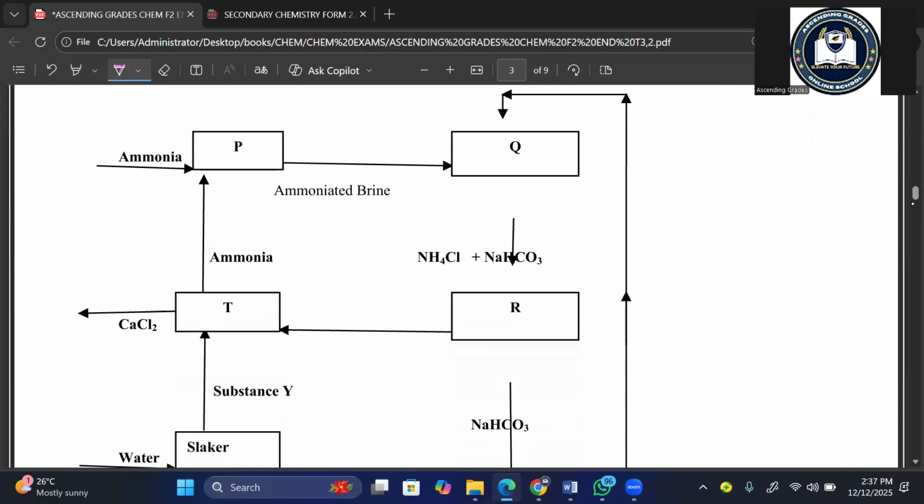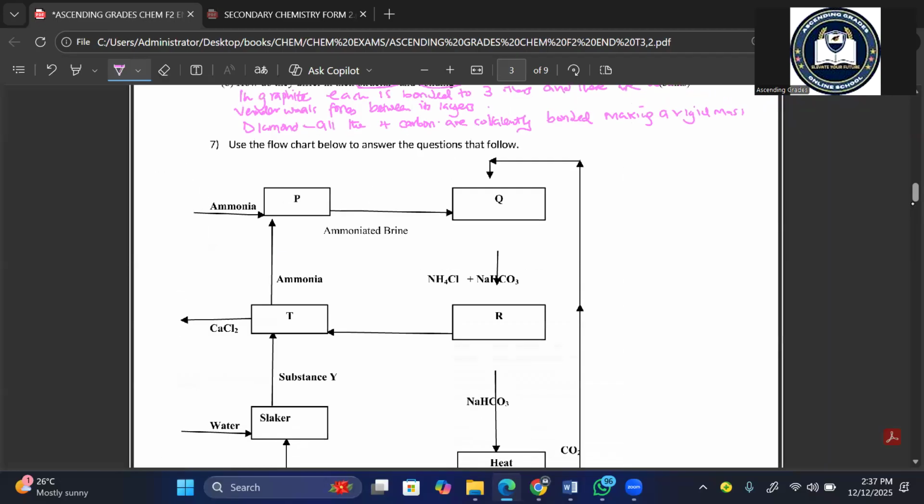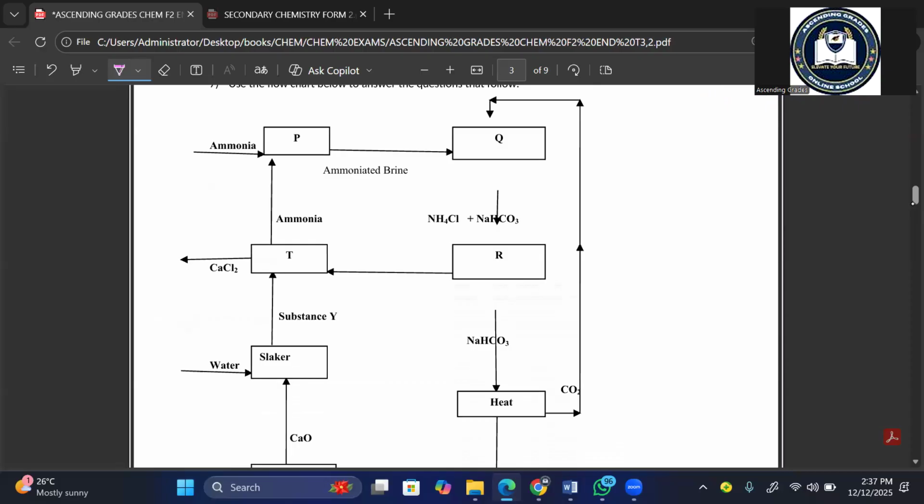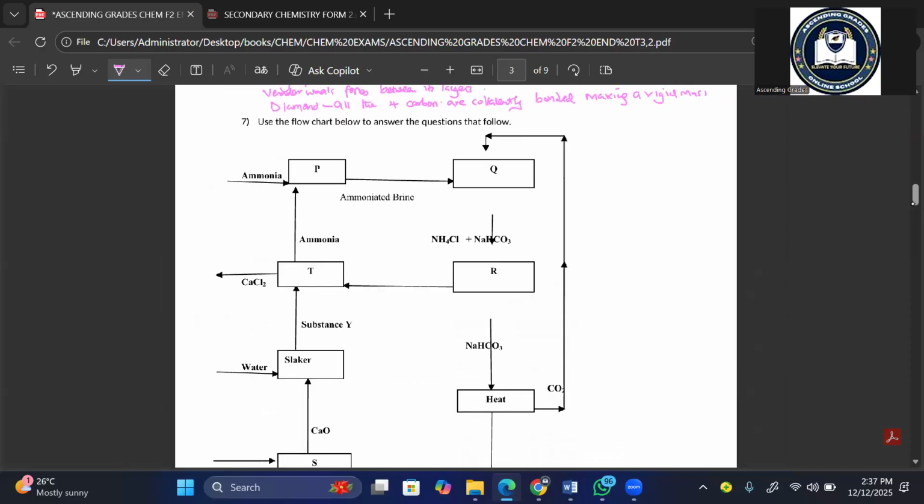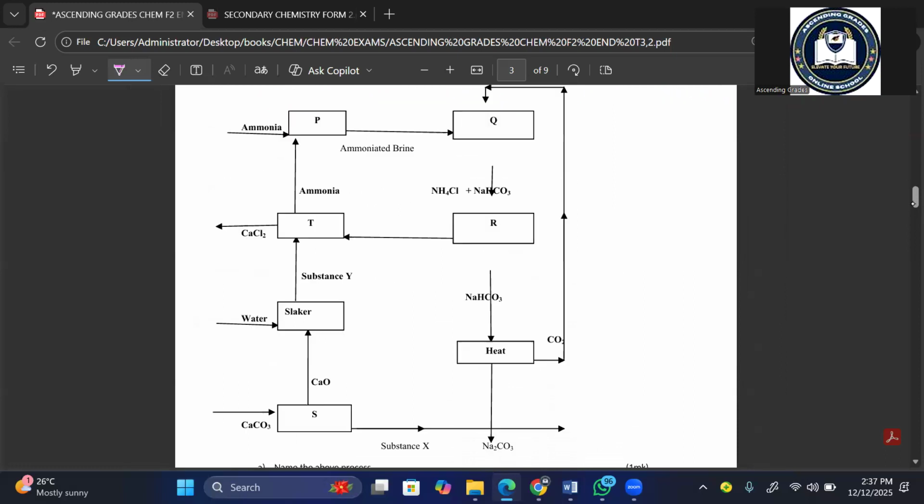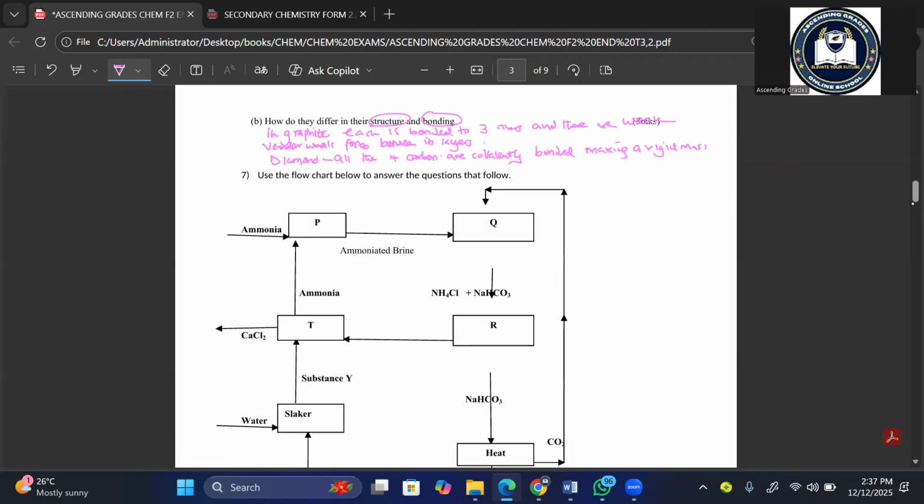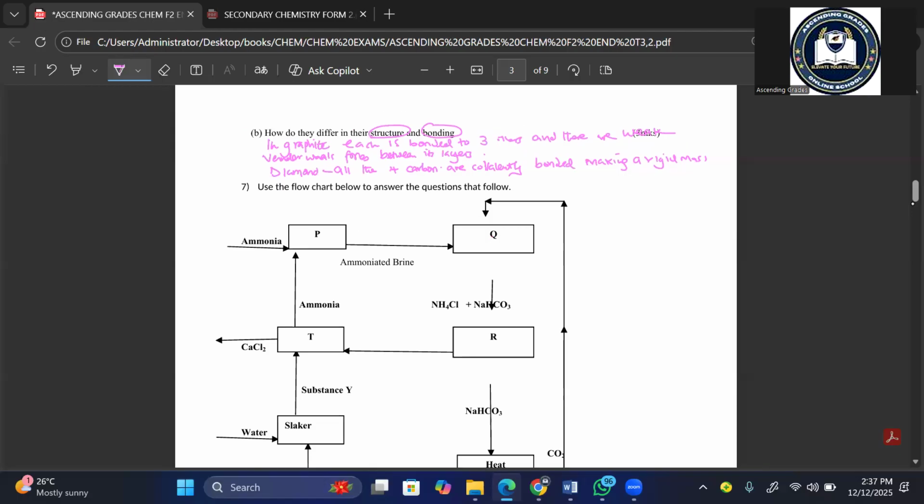We have this chart. Andisha juu kidogo. Hivyo sasa.